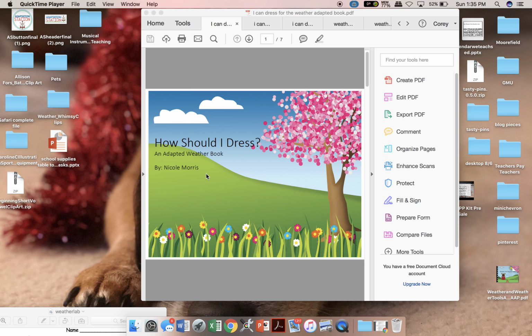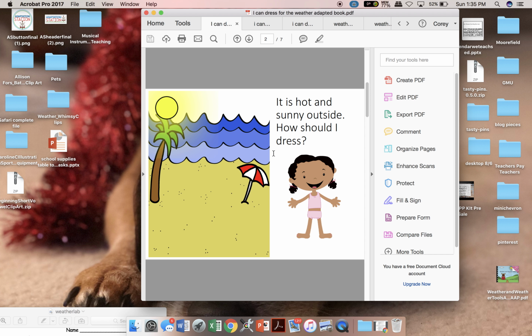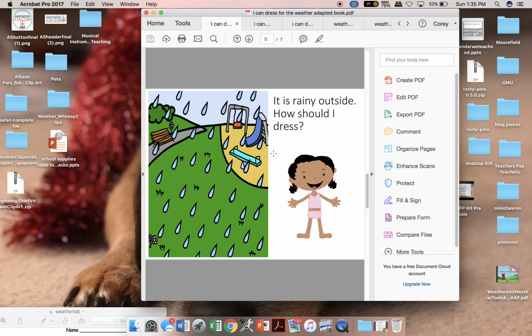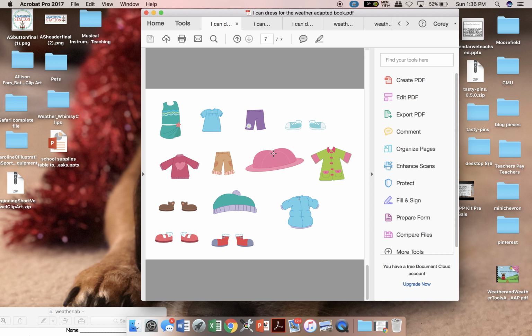The first thing you get is a simple How to Get Dressed book. This is a great book to just look at basic weather concepts and help students figure out what clothing they should wear. It's a very functional way to tie science into some of those foundational skills that they need.